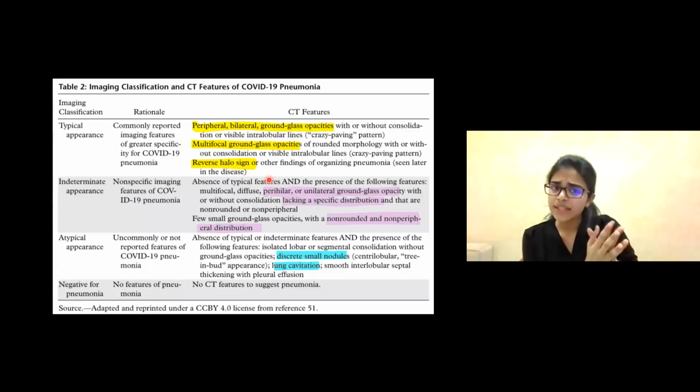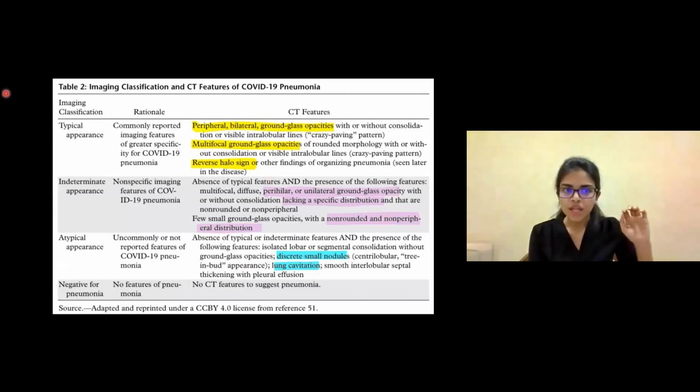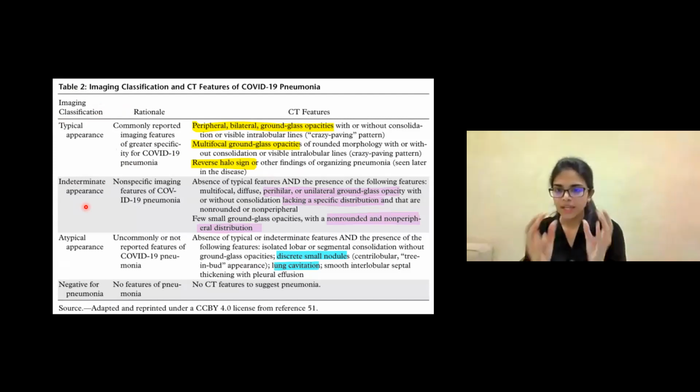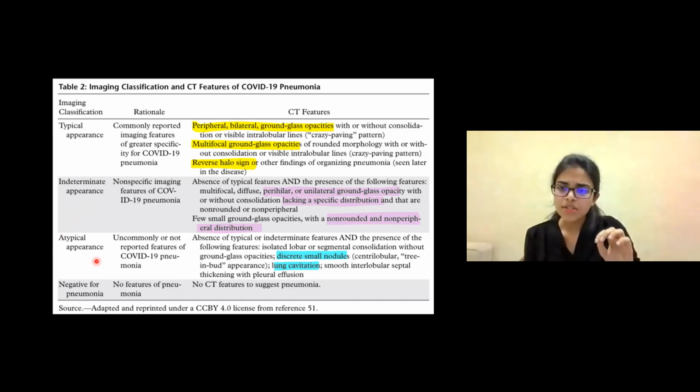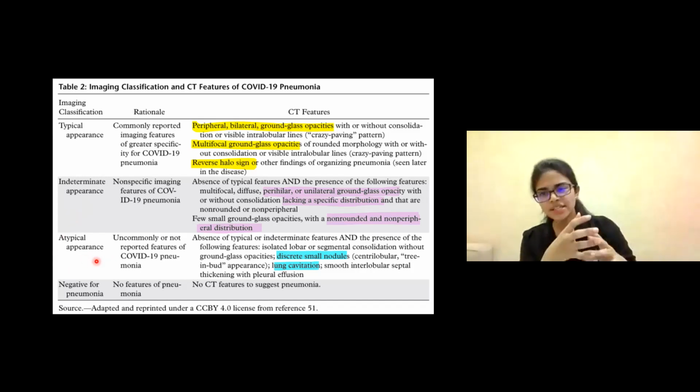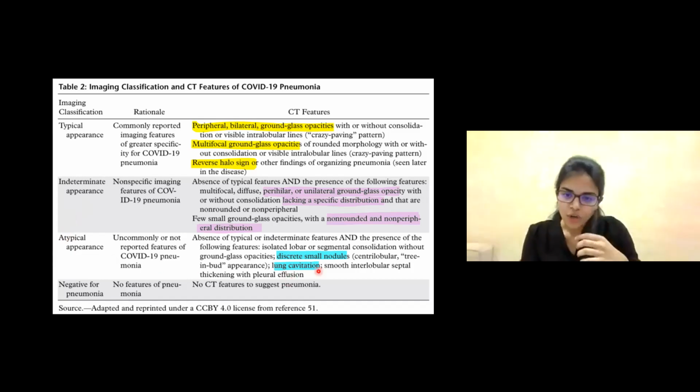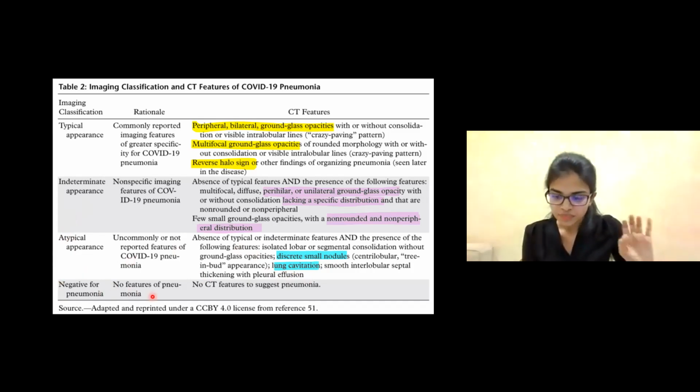So whatever findings that you see in a CT, it's going to be put under any of these 4 categories. You have the typical appearance, like we discussed, bilateral peripheral opacities, or it could be intermediate appearance where you see opacities, but they're not typically peripheral, but they are perihilar or they're unilateral, something like that. Atypical appearance is when you see findings that are not usually seen in COVID, like for example, small nodules or lung cavitations, which are typically seen in bacterial pneumonia, right? When it is negative for pneumonia, it means that the CT has no features that are suggestive of infection, right?